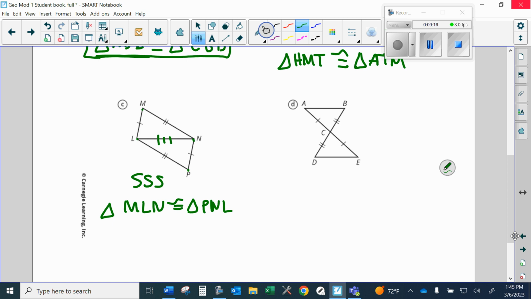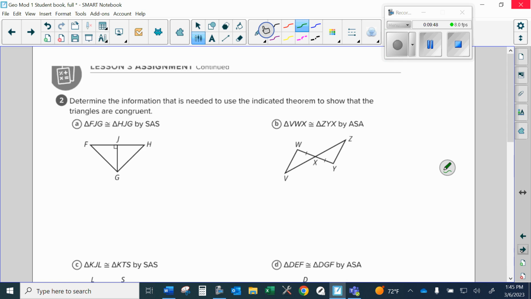Here I should recognize vertical angle theorem. So now I have S, A, and S. So SAS is my theorem why the two triangles are congruent, and write out my congruent statement. Triangle ABC is congruent to triangle EDC. And so that's this page. Let's do the next page to finish it off.